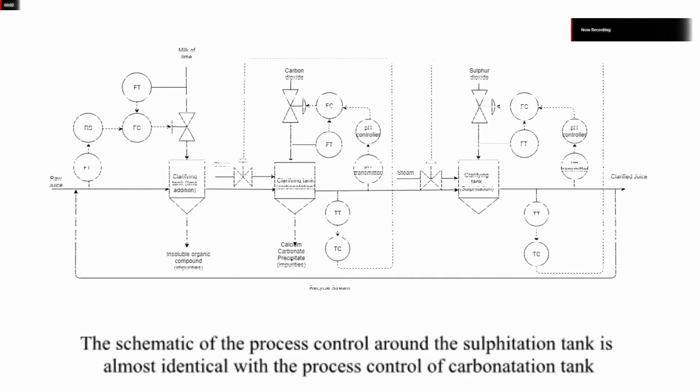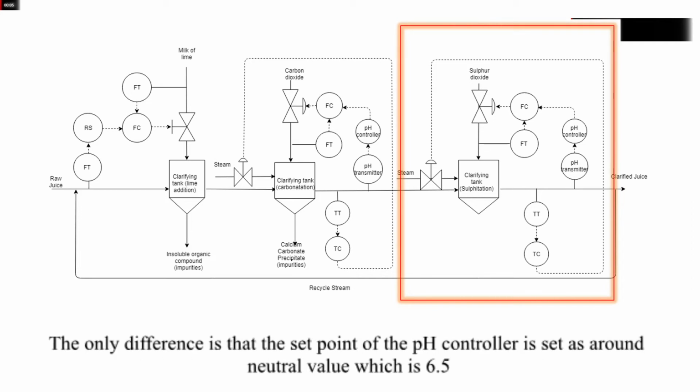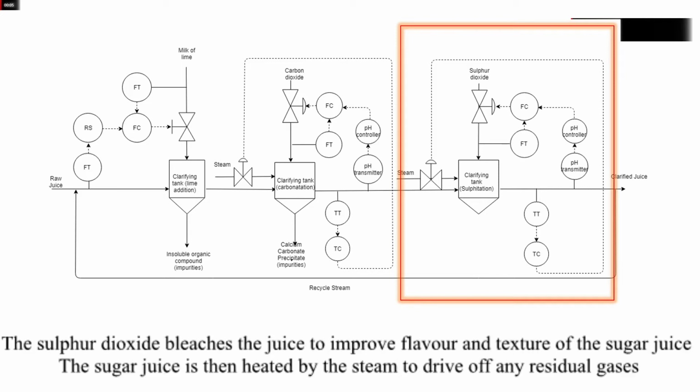The scheme of the process control around the sulfitation tank is almost identical with the process control of the carbonation tank. The only difference is that the set point of the pH controller is set around a neutral value, which is 6.5. The sulfur dioxide mixes with the juice to improve the flavor and texture of the sugar juice. The sugar juice is then heated by the steam to drive off any residual gases.